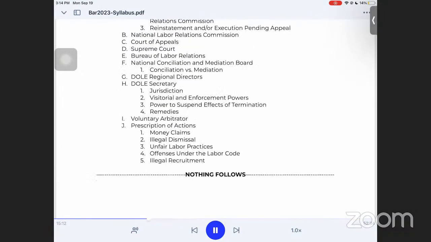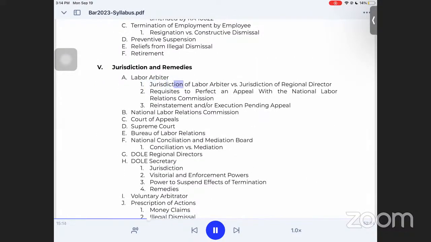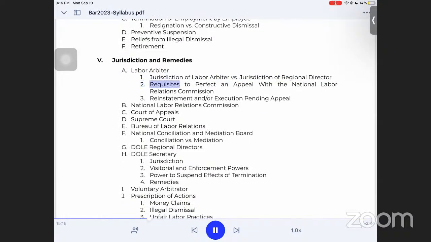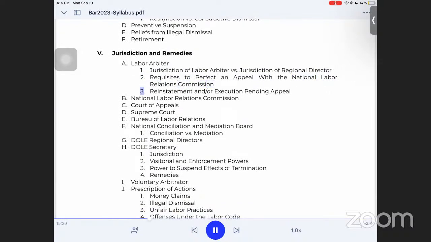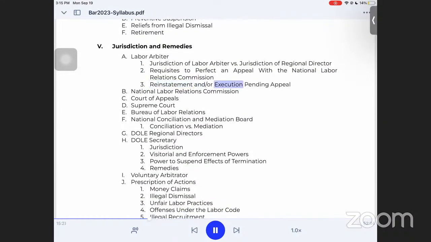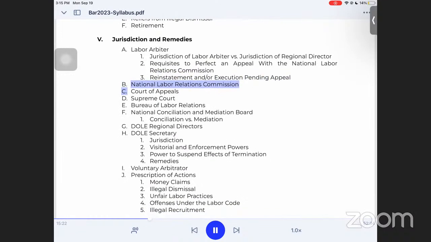L. Labor Arbiter. 1. Jurisdiction of labor arbiter versus jurisdiction of regional director. 2. Requisites to perfect an appeal with the National Labor Relations Commission. 3. Reinstatement and/or execution pending appeal. B. National Labor Relations Commission.